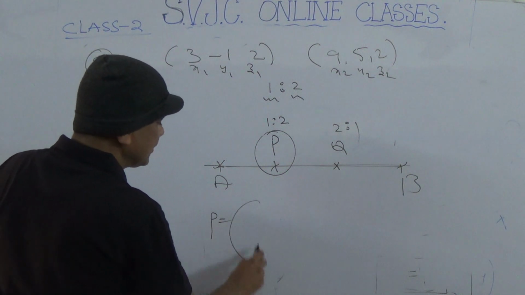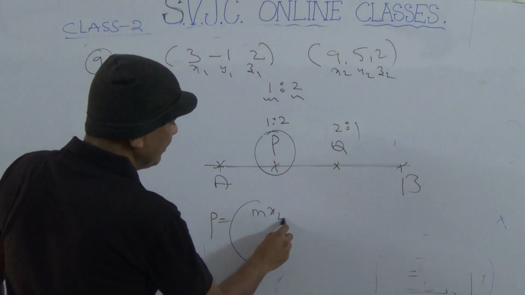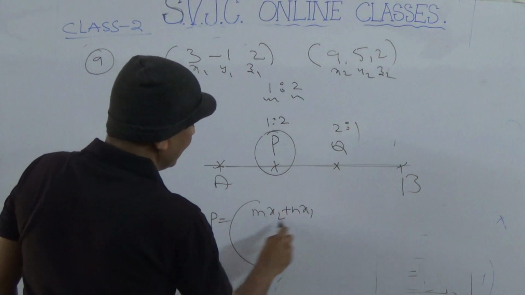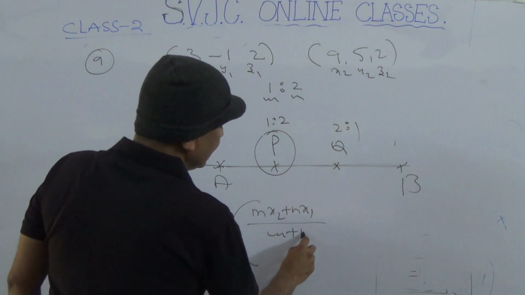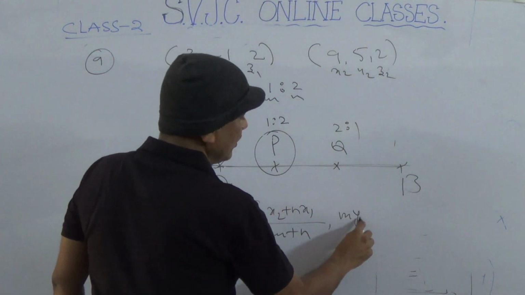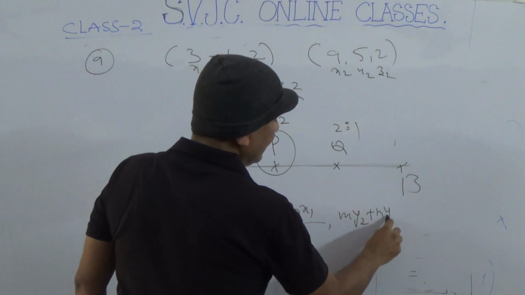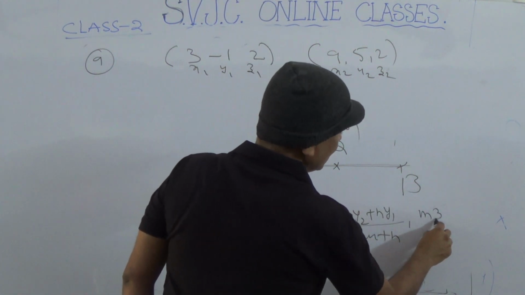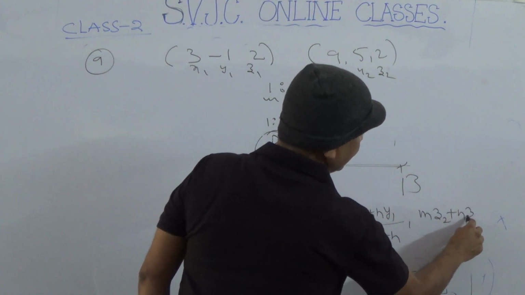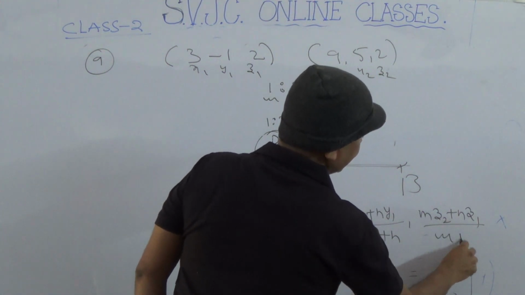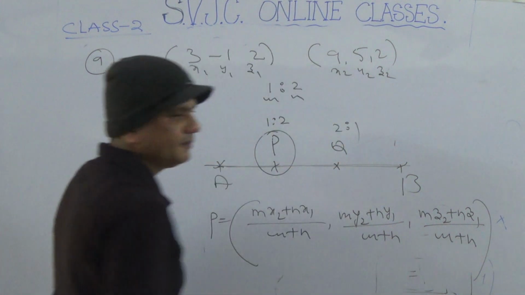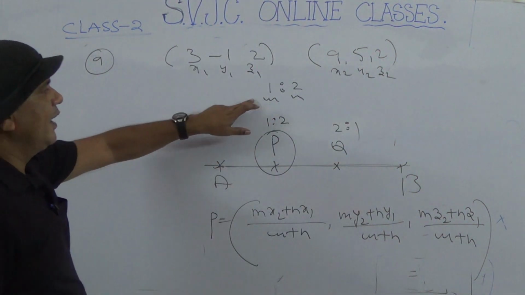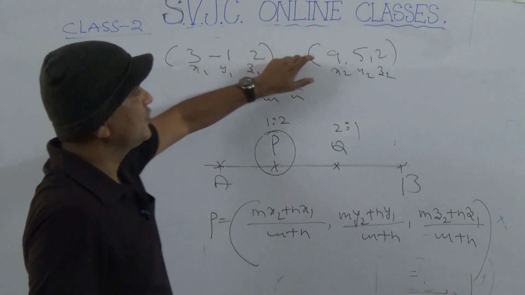Now what is the section formula? (mx2 + nx1)/(m + n). Similarly, (my2 + ny1)/(m + n). Similarly, (mz2 + nz1)/(m + n). That is the section formula. Now substitute m, n, x1, y1, z1, x2, y2, z2.